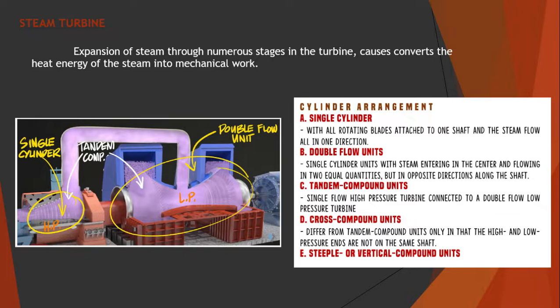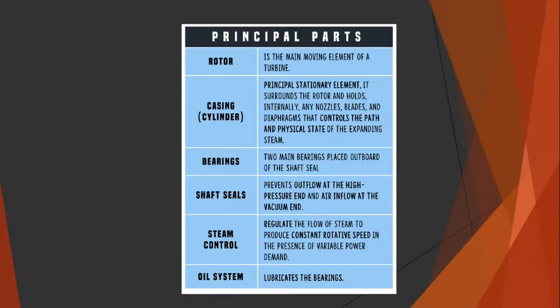Tandem compound units, single flow high pressure turbine connected to a double flow low pressure turbine. So siya daw yung nagko-connecta sa dalawa. Cross compound units differ from tandem compound units only in the high and low pressure ends are not in the same shaft. Steeple or vertical compound units. Next.